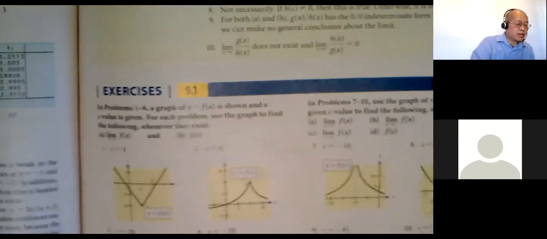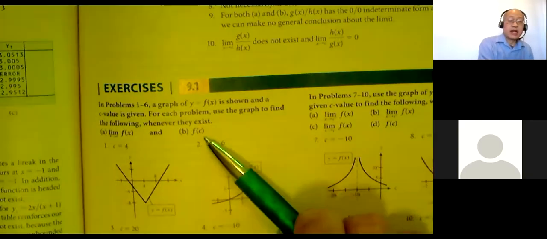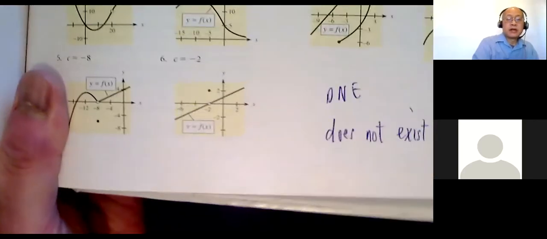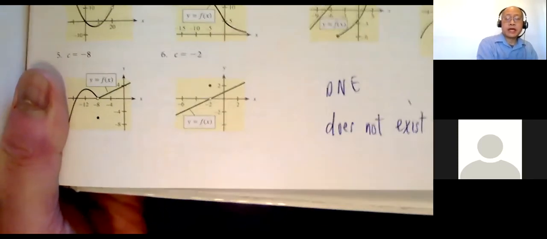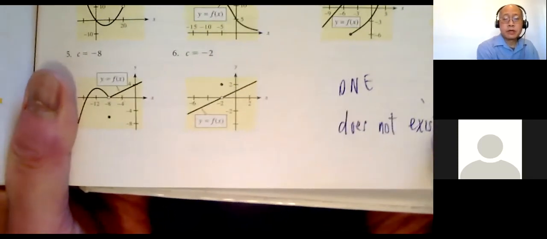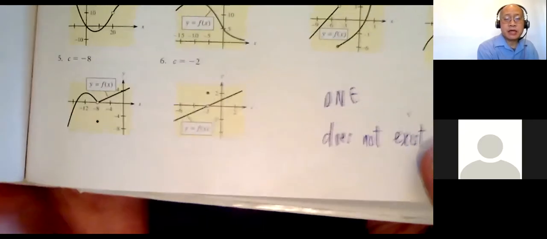How about part B? f of C, f of -2. There is a dot, but it's not here. It's way up here. It's at 2. So the answer to 6B is 2.